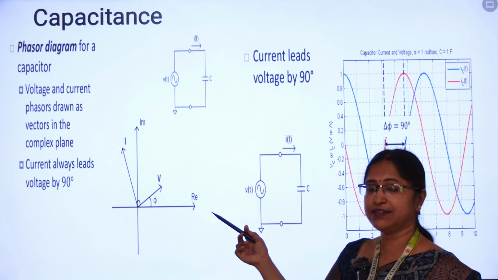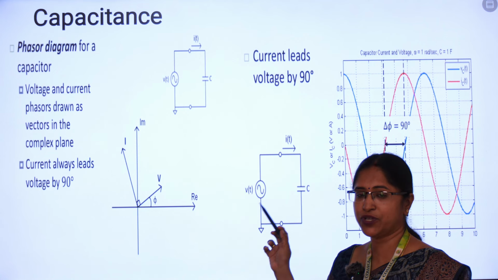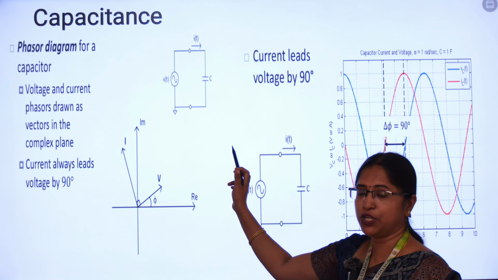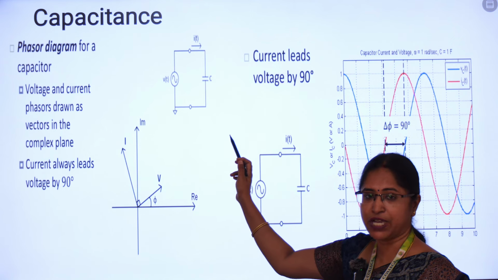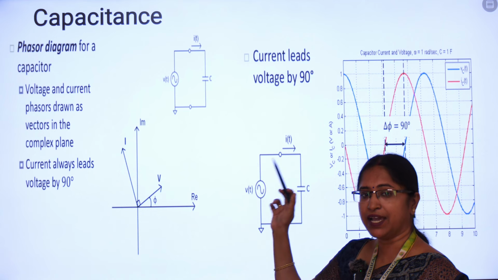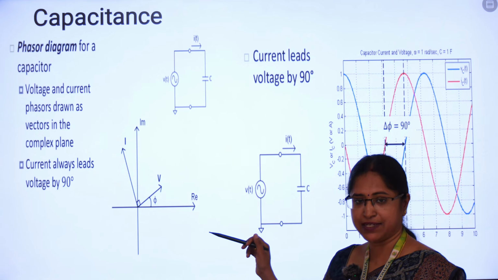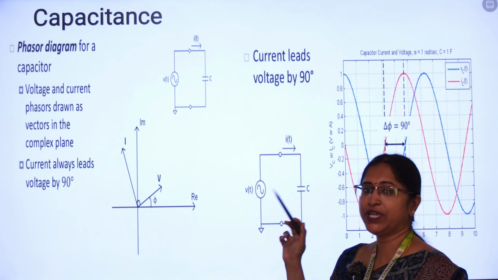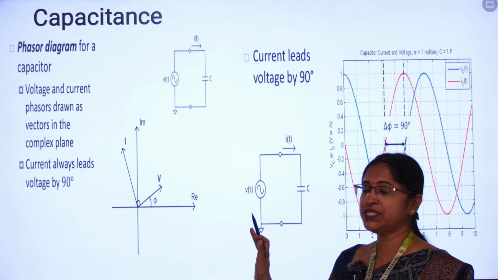Next is your capacitance. This is also a reactance, which is also your imaginary part. So now in this circuit, we have only a capacitance value. We don't have any resistance or inductance value. So capacitance, again a reactance value, which has a j term, but here it leads your current by 90 degrees. So inductance means lagging, capacitance means leading.